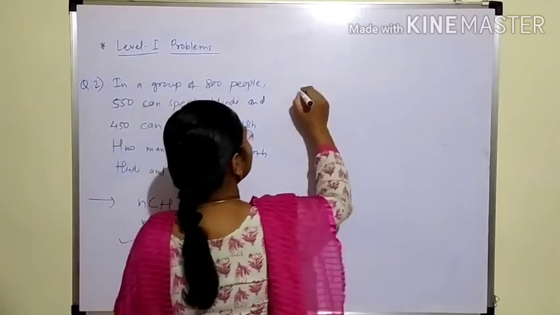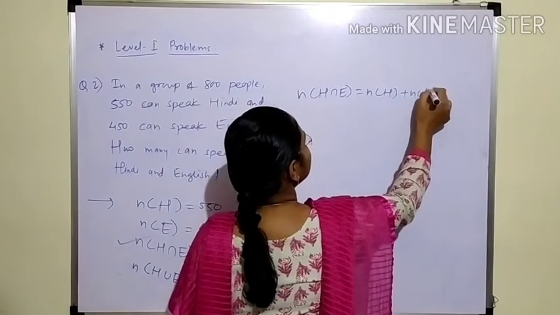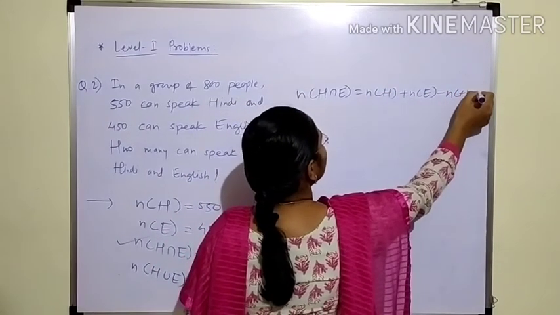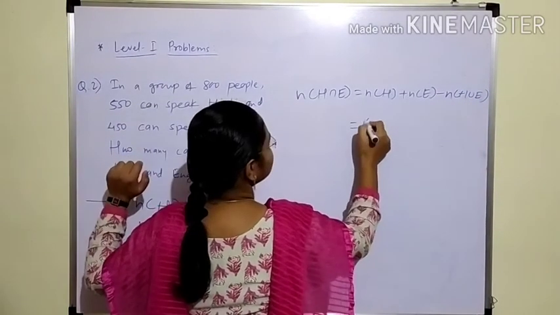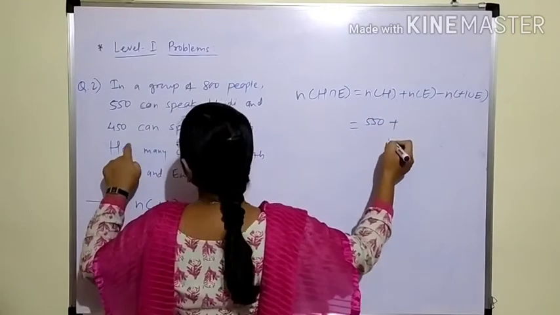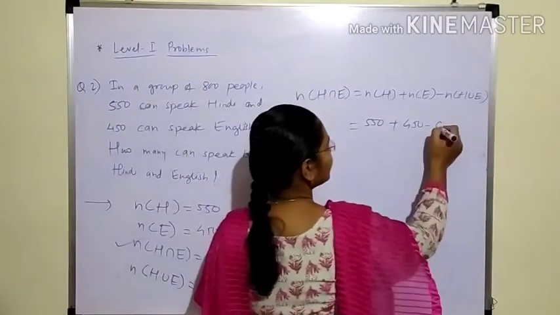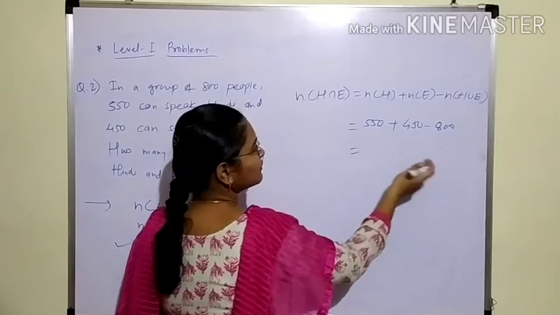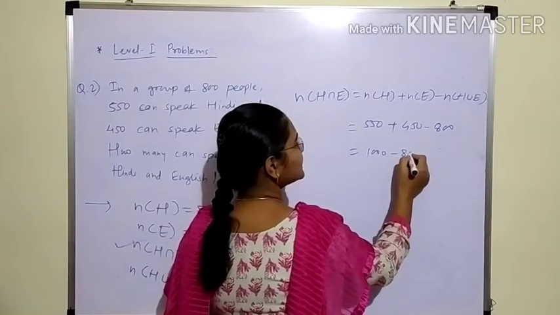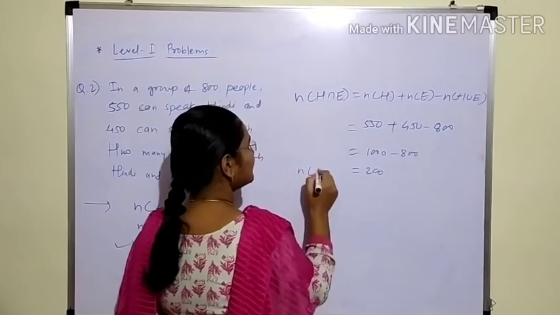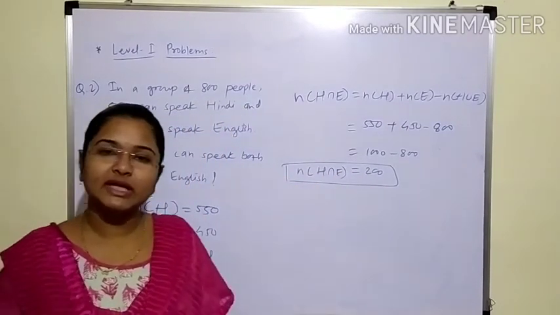So here we can easily write number of elements in H intersection E is number of elements in H plus number of elements in E minus number of elements in H union E. We can modify this. So this is equal to 550 people can speak Hindi plus 450 can speak English, and in the union there are 800 people. So 550 plus 450 is 1000, minus 800, that is equal to 200. So the number of elements in H intersection E, the number of people that can speak both Hindi and English, is 200.